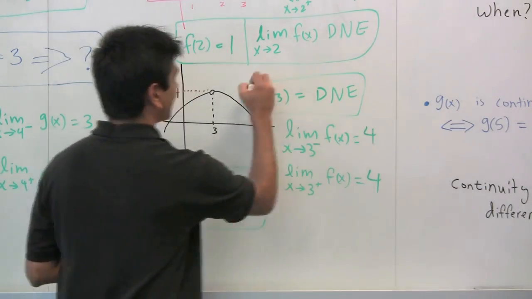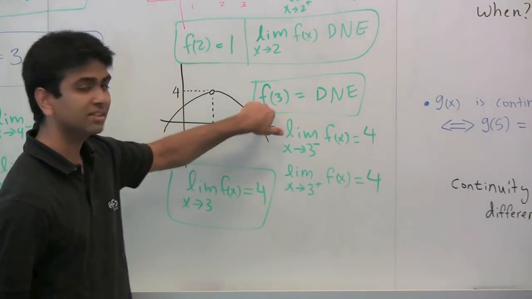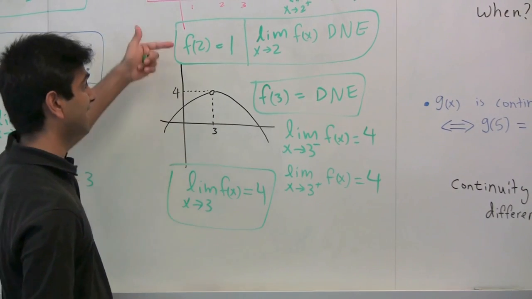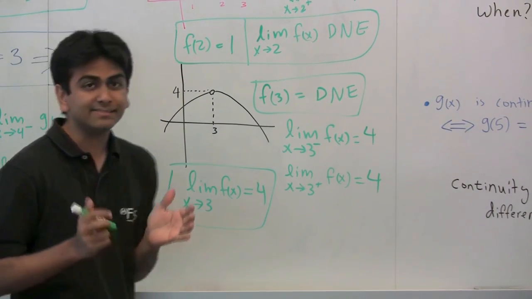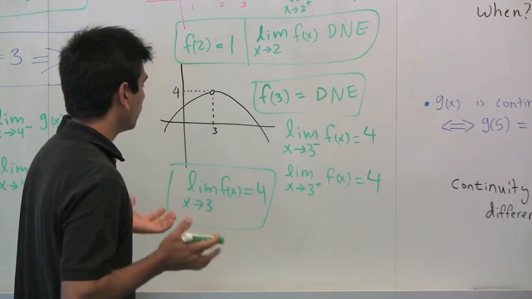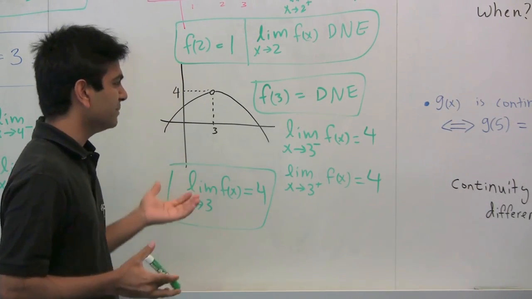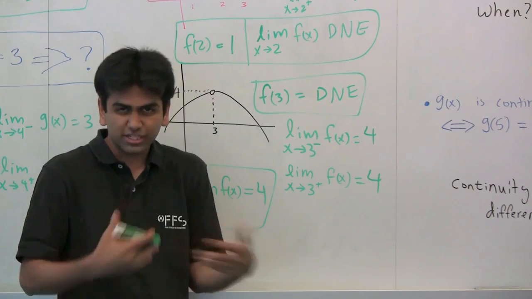So while in this case the value of the function doesn't exist, the limit does. And again, in this case, it was the other way around. So what exactly does it mean when the limit and the actual value are equal to each other?